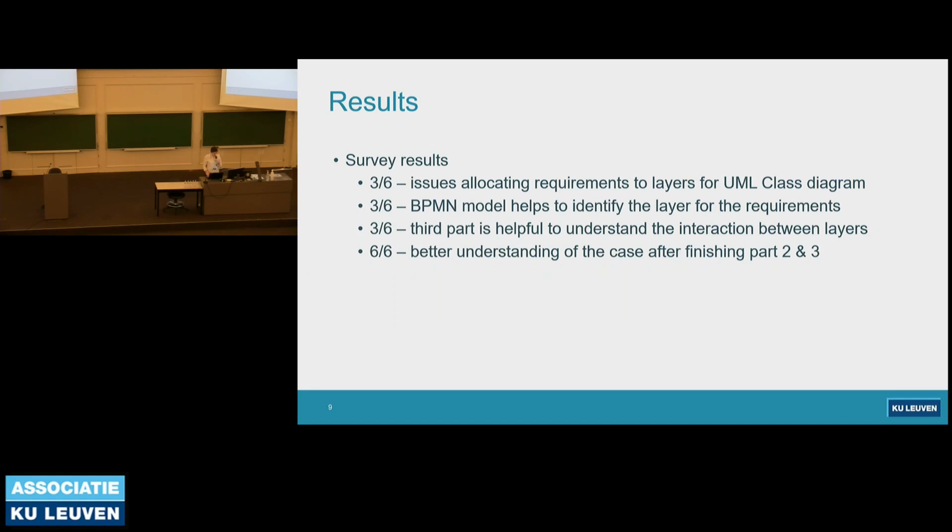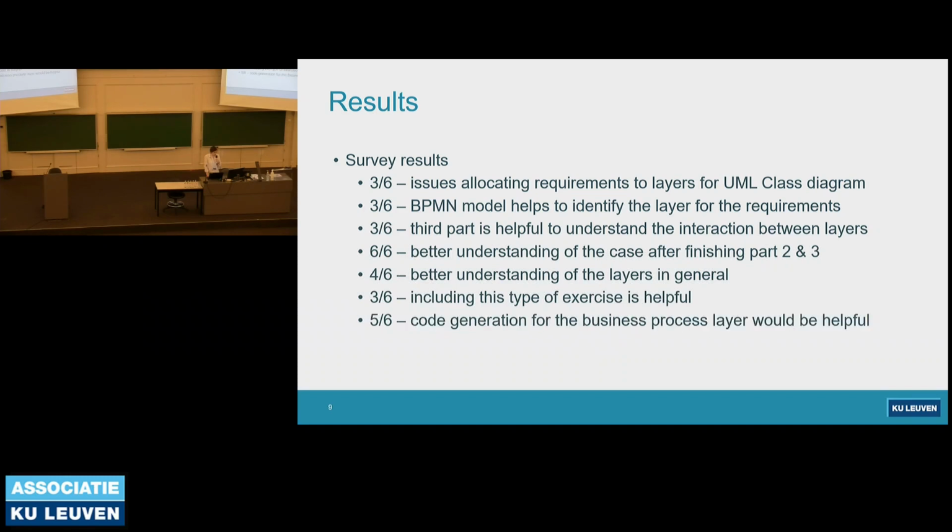All of the students said that after finishing part 2, creating the BPMN model, and part 3, explaining the relationships, they had a better understanding of the case. And then 4 out of 6 said they understood the layers in general better after performing these 2 tasks. 3 out of 6 say that including this type of exercise would be helpful for them to study the course. And 5 out of 6 say that code generation or simulating the business process would also be helpful to gain understanding of these layers.